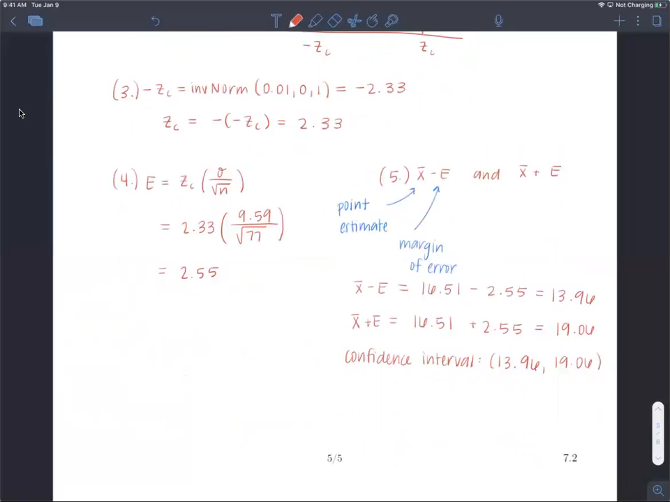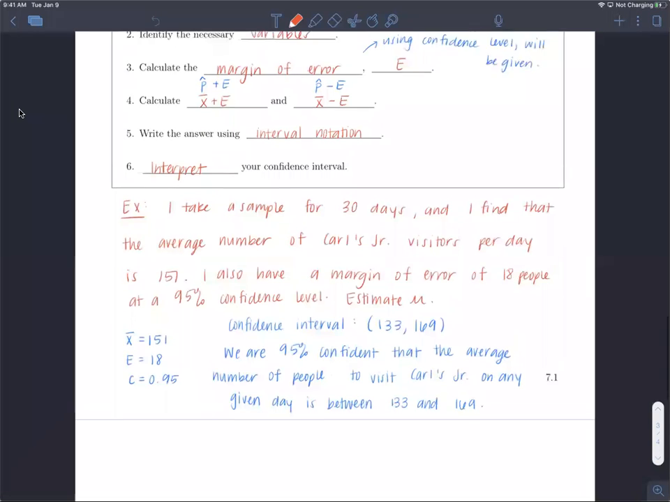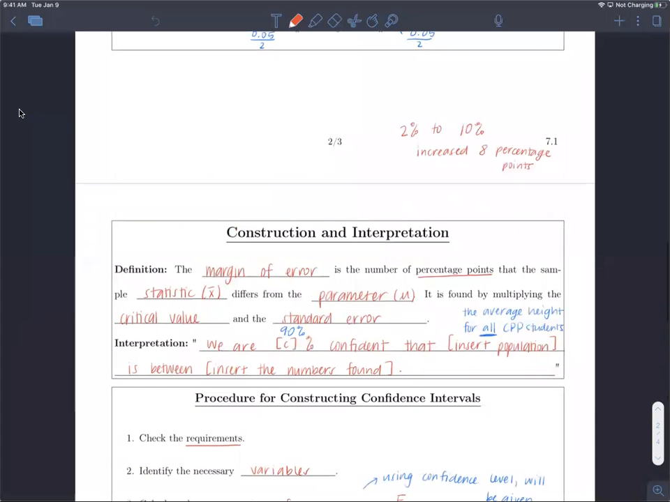Nope. Okay, cool. So then the last thing that we need to do is interpret this. And so that's step 6, which is why I moved everything around, because I needed space to write this sentence. So real quick, I'm going to go back to our 7.1 notes. And our interpretation is going to look a lot like this, right? We are however many percent confident that whatever we're talking about is between the two numbers that we found, right?